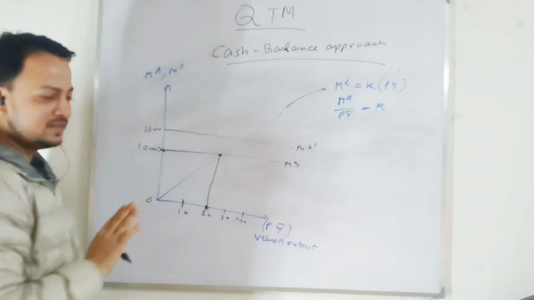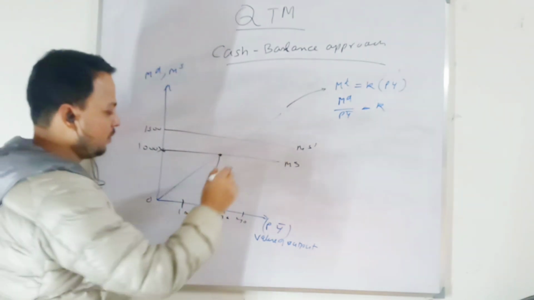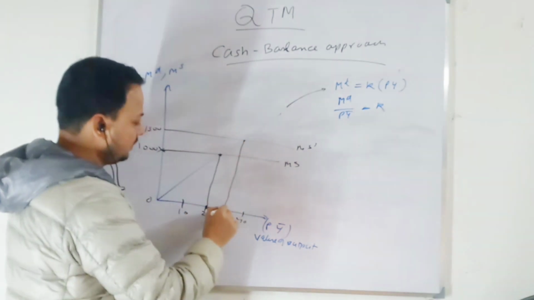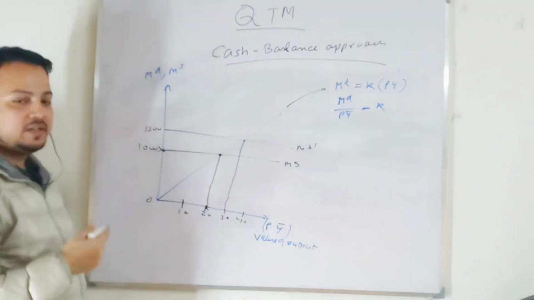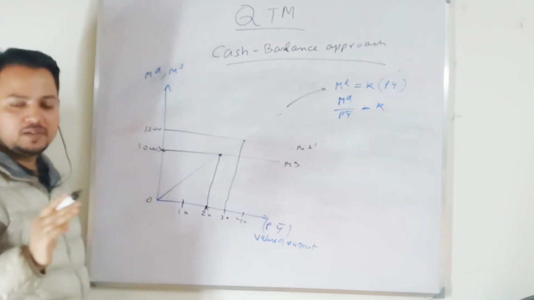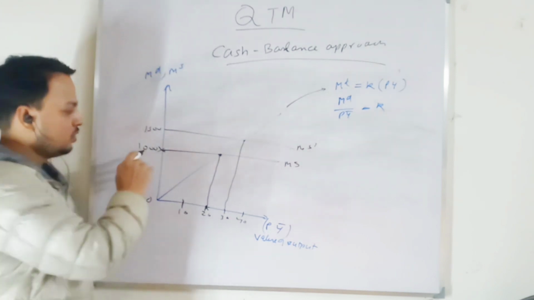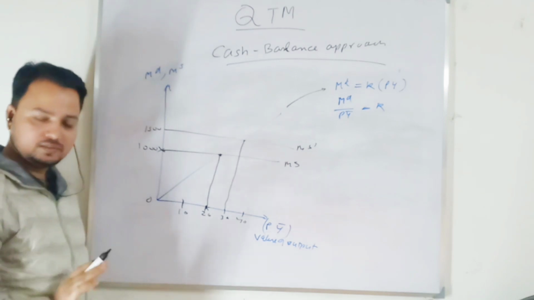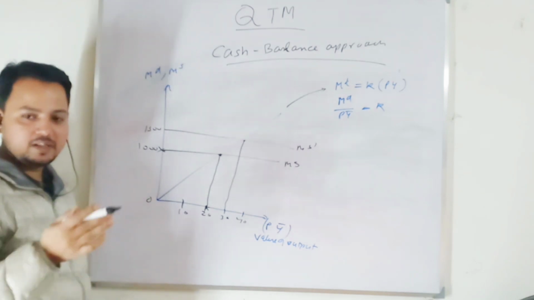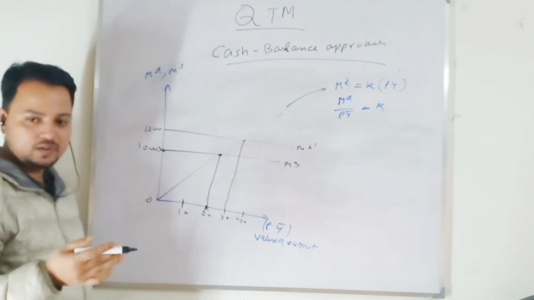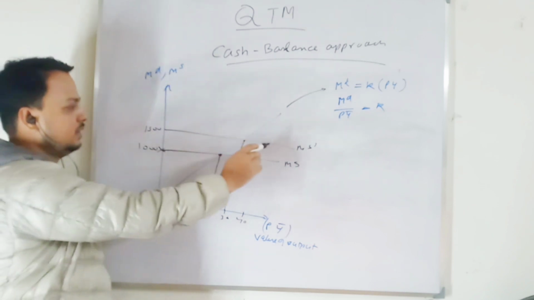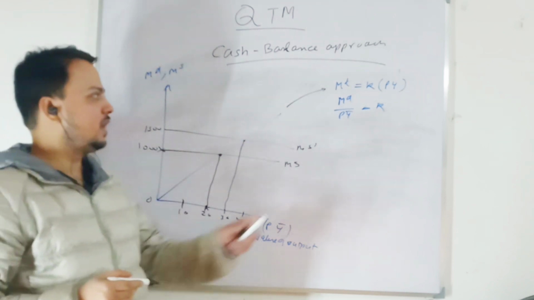So both have some limitation when you draw the graph properly. When money supply increases, it is determined by the monetary authority, so this is given to us. When money supply is increased by the monetary authority, exogenously determined outside the model, what will happen?